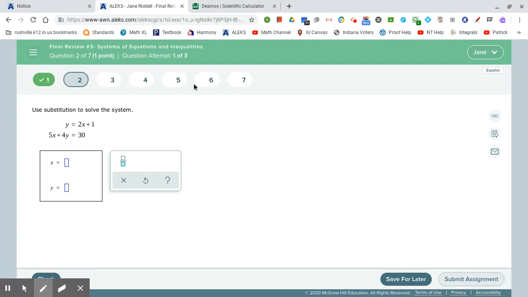All right, so on a work page, question number 2, we have y equals 2x plus 1. That one wouldn't be bad to graph, but I don't have a graph in front of me. Okay, 5x plus 4y equals 30. That one I wouldn't want to graph. Okay, it wouldn't be too bad, but I'd have to first solve for y, then figure out what's my slope, what's my y-intercept. And again, I don't have a graph in front of me. So substitution's the way to go on this one.